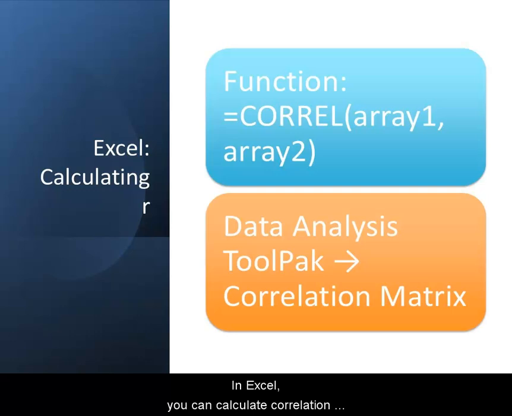In Excel, you can calculate correlation with =CORREL(array1, array2). Just plug in your data ranges. You can also use the Data Analysis ToolPak, Correlation, to generate a matrix for multiple variables.